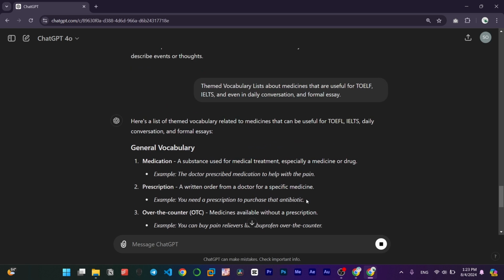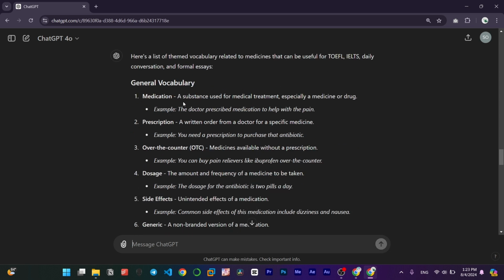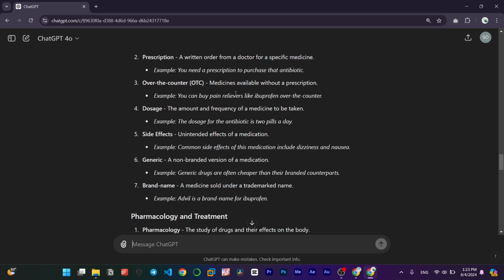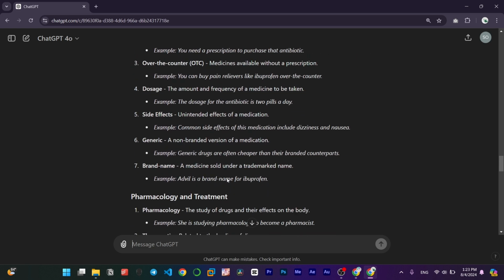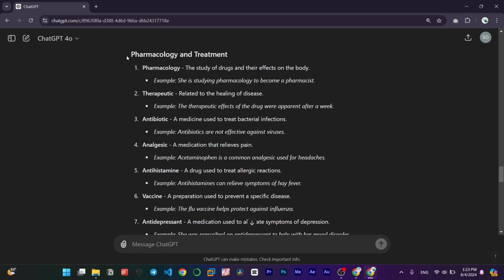As you can see, it provides you a wide range of vocabulary that is useful for daily conversation, for TOEFL, for IELTS, and any other purpose that you have in your mind. Okay, medication: a substance used for medical treatment, especially medicine or drug. The doctor prescribes medication to help with the pain. Okay, and over-the-counter medicines are available without a prescription. So you can buy pain relievers like ibuprofen over the counter. So all of these can be used and are really useful.